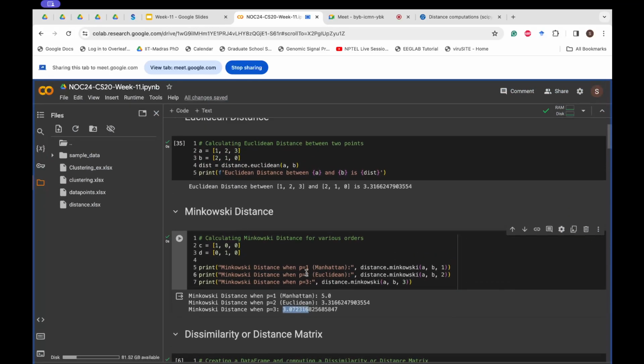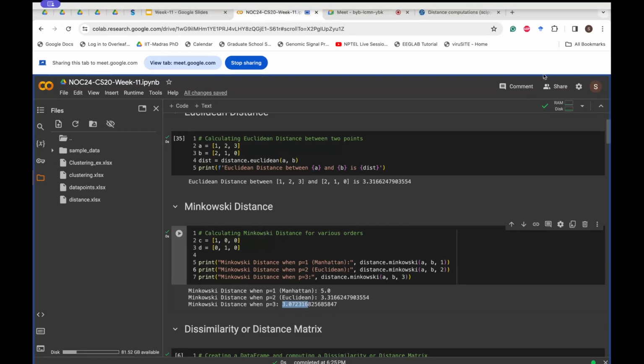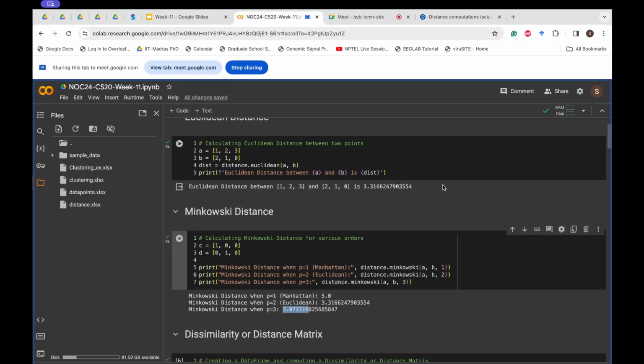Now you might be wondering why we are looking into all these distances. That leads us to the next topic, similarity and dissimilarity. I won't go into the details of all the cases that the professor has discussed in the class, but we'll touch upon some key concepts.